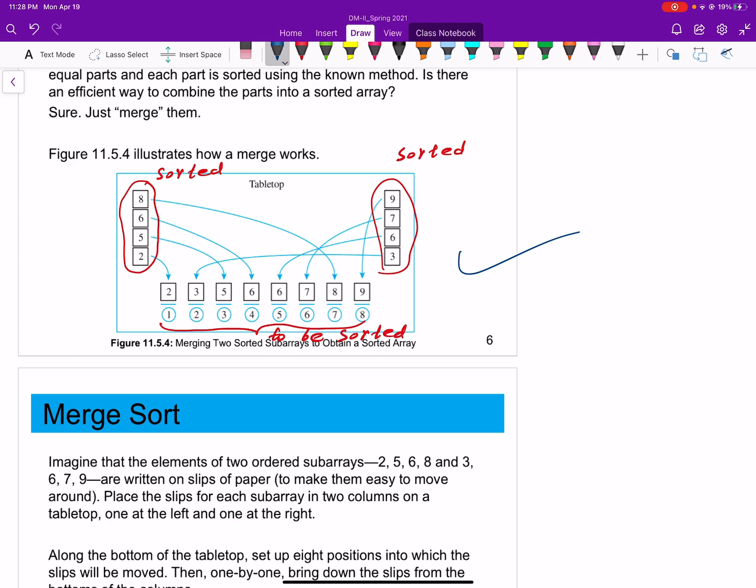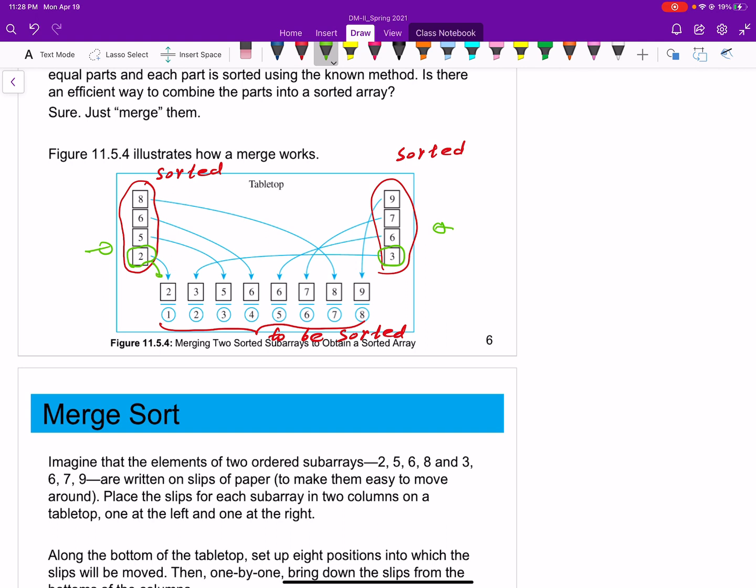This is what we do. So we have this array sorted and that array sorted. Then what we do, we just take the bottom element here and the bottom element there. So we compare them. Okay, so we compare 2 with 3 and then find the least. The least is 2, so you just bring 2 here.